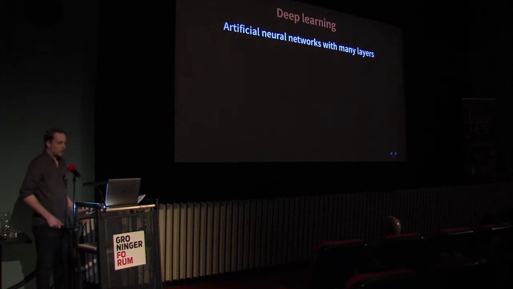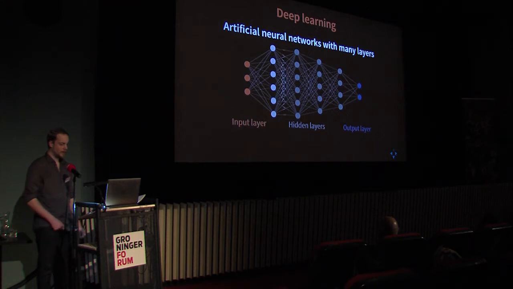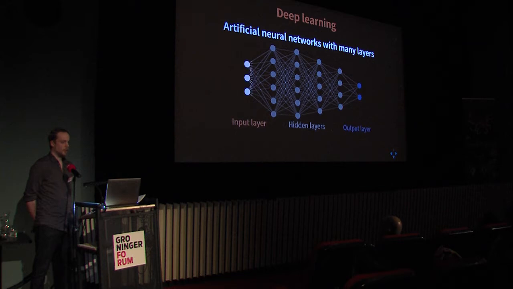And deep learning is also about neural networks, but this time not with just one hidden layer, but with many hidden layers, like this. And the general idea is that every layer in a deep neural network is able to extract features on an increasing level of complexity or a higher level of abstraction.